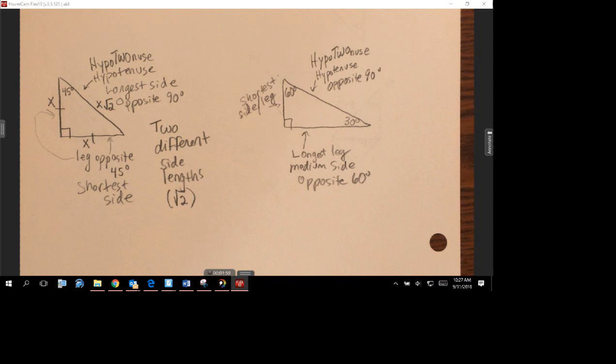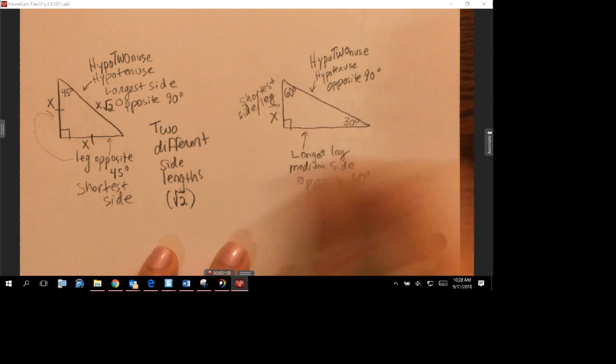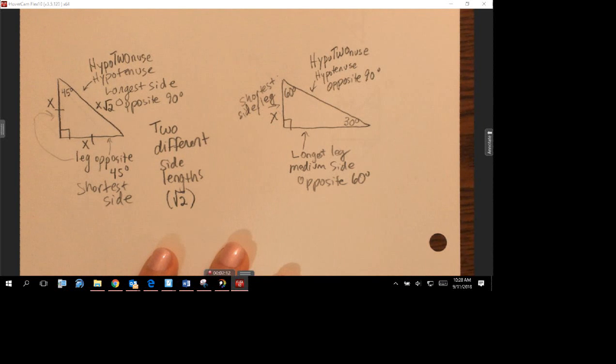Okay, so now, what's the formulas? What's the formulas for this one? X, which one's X? Which one's X? On both formulas, in both triangles, X is the shortest side. Which one is 2X? It's the longest leg. It's not. It's the hypotenuse.